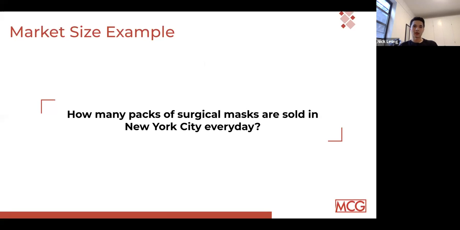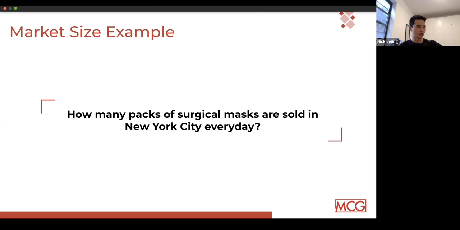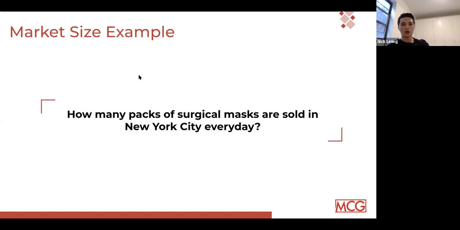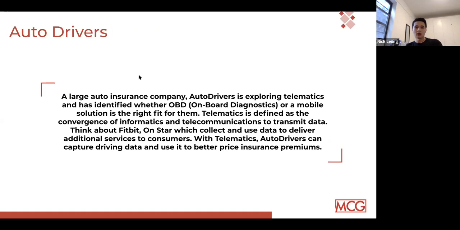Cool, perfect. So now that we've done the market size, I want to move on for the remainder of the session to a case.